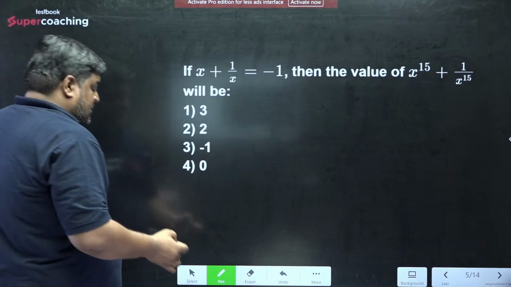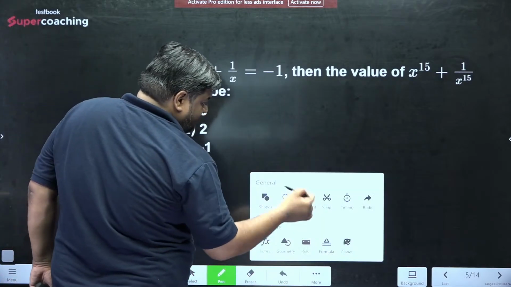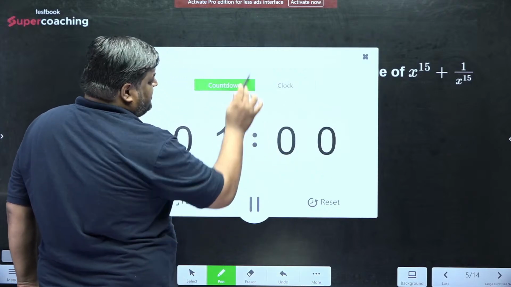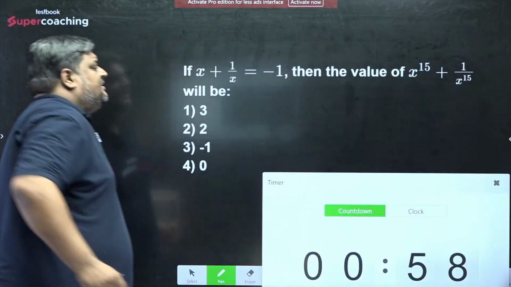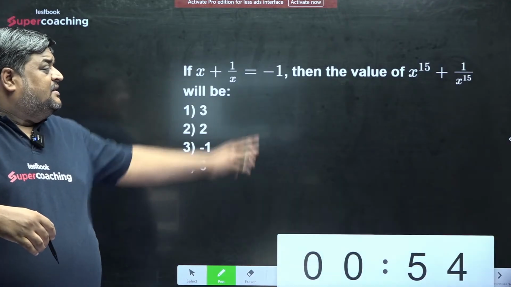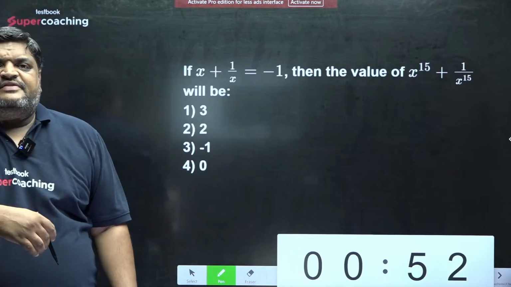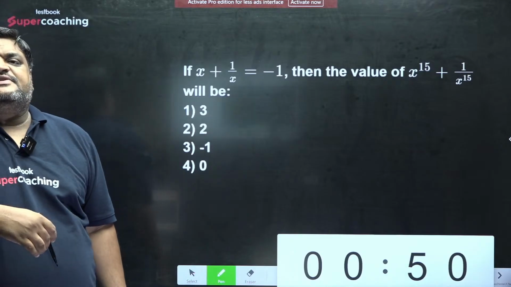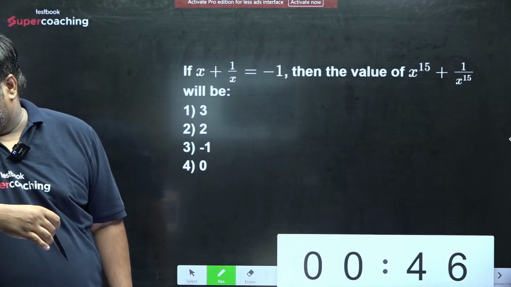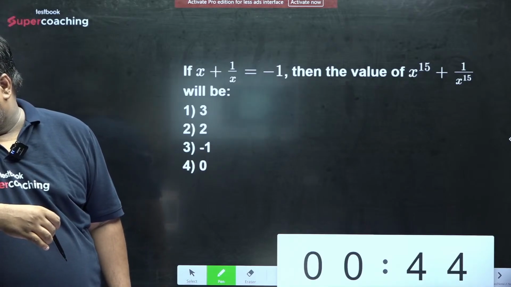Chalo, I'll give you a minute. Think a little about what you could have done in this question. You have x plus 1 by x is equal to minus 1. You needed to find the value of x raised to the power 15 plus 1 by x raised to the power 15. What could you have done? Try to find out.